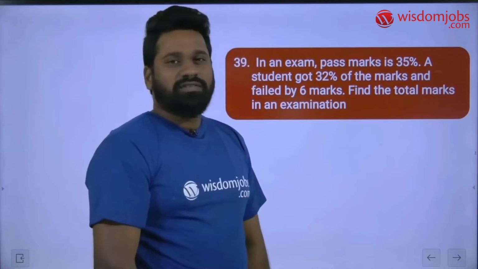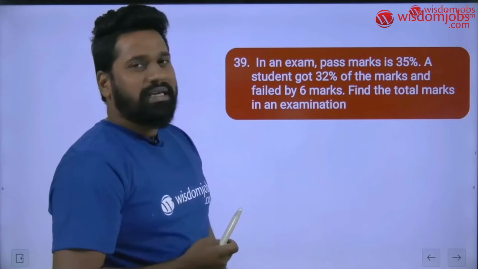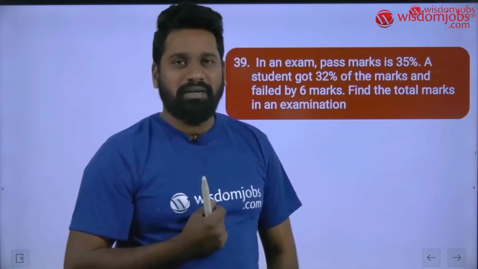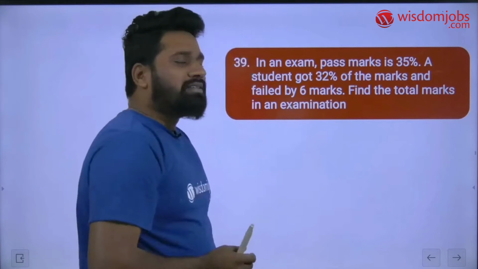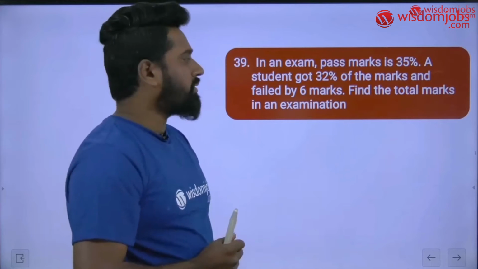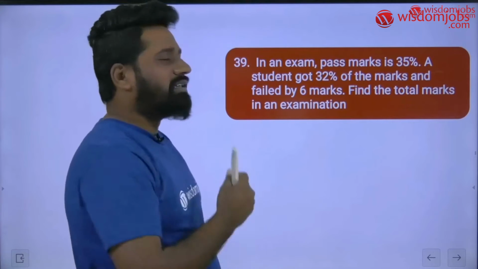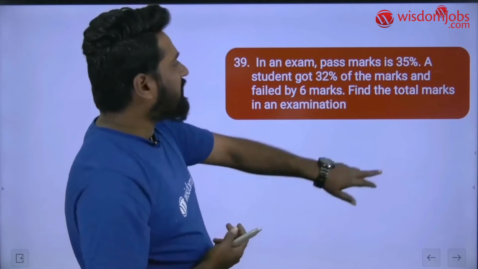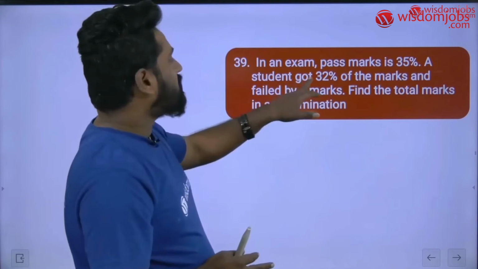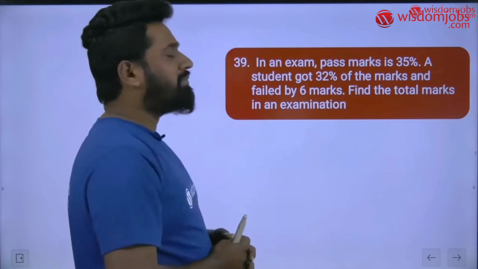So here, this type of question is also important. In an exam, it is given that the pass marks is 35%. So you have to get 35% of the marks, then you will pass. A student got 32% of the marks and failed by 6 marks. Find the total marks in the examination. So simply, 35% is the pass marks of the examination, but the student got only 32% of the marks and failed by 6 marks.